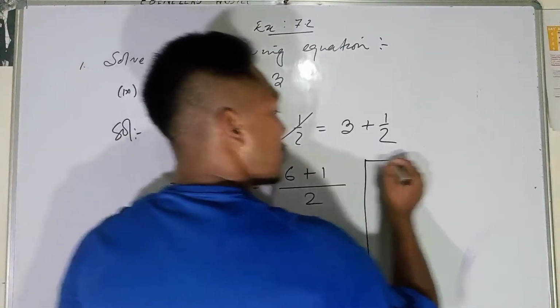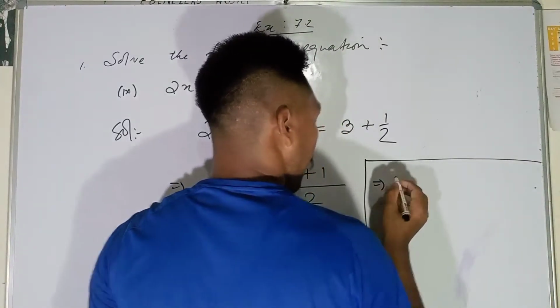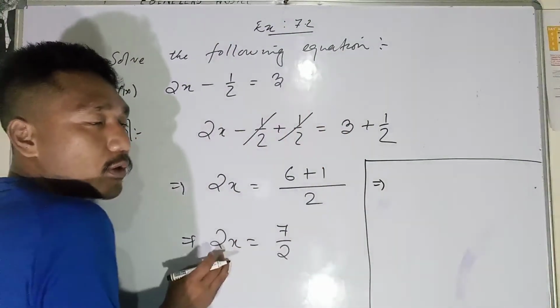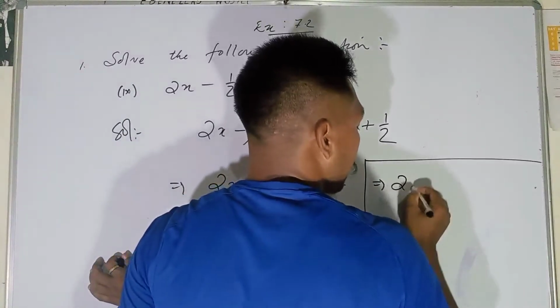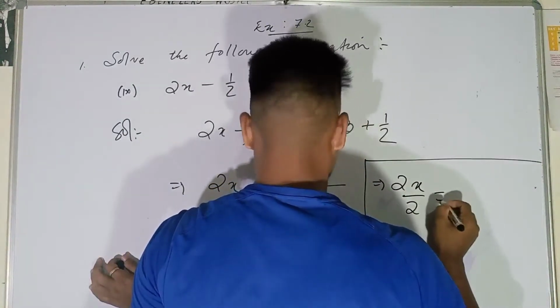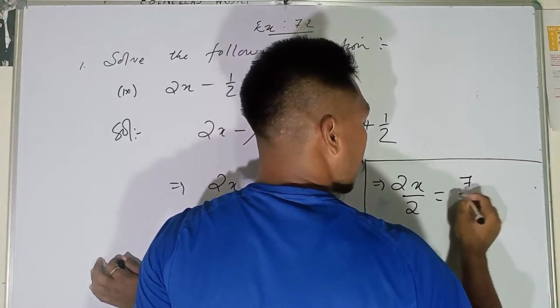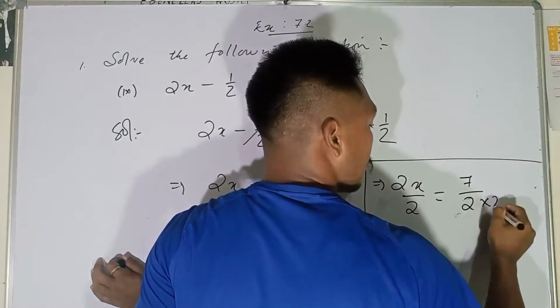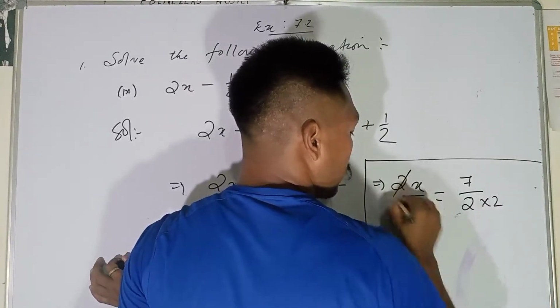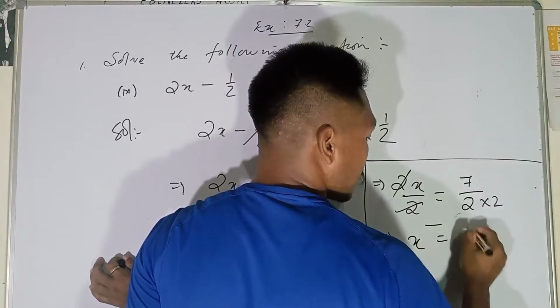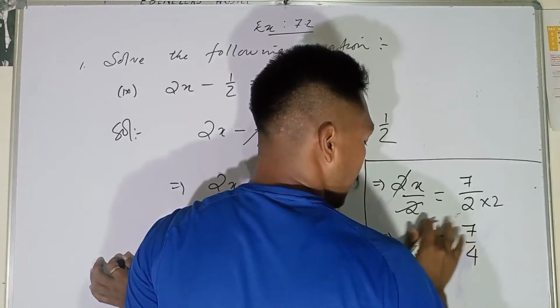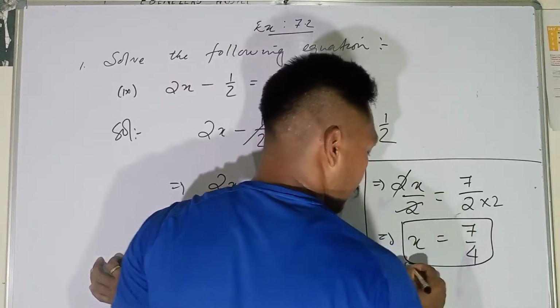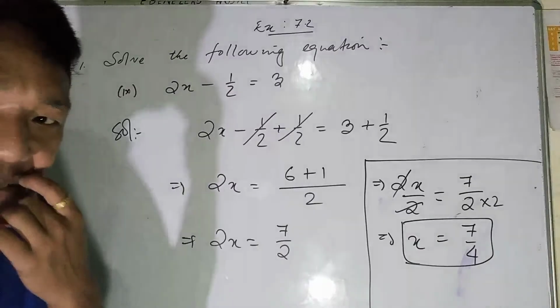So what I should do is, in this 2x, 2 is multiplying with x, so I have to divide both sides. I have to divide both sides by 2. So what is it? 2 and 2 cancel, that means what? x is equal to 7 by 4. What is the answer? 7 by 4. So this is our answer.